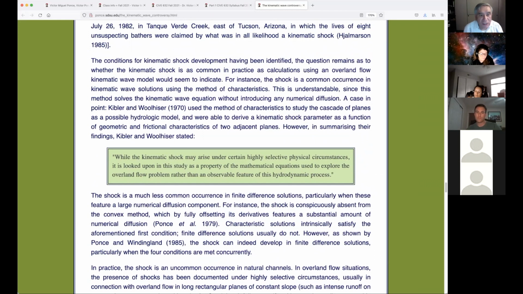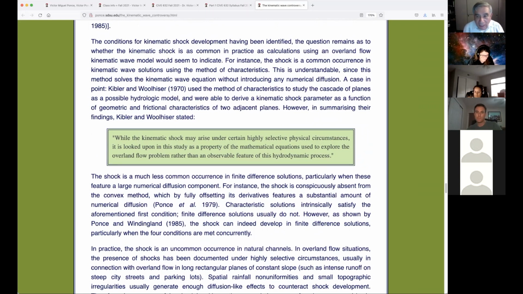The conditions for kinematic shock haven't been identified. The question remains as to whether the kinematic shock is as common in practice as calculations using the overland flow would seem to indicate. So what did Kibler and Woolhiser say? Actually, Kibler, in his thesis, he said, while the kinematic shock, this is the green box, while the kinematic shock may arise under certain highly selective physical circumstances, it is looked upon in this study as a property of the mathematical equations used to explore the overland flow problem rather than an observable feature of this hydrodynamic process.